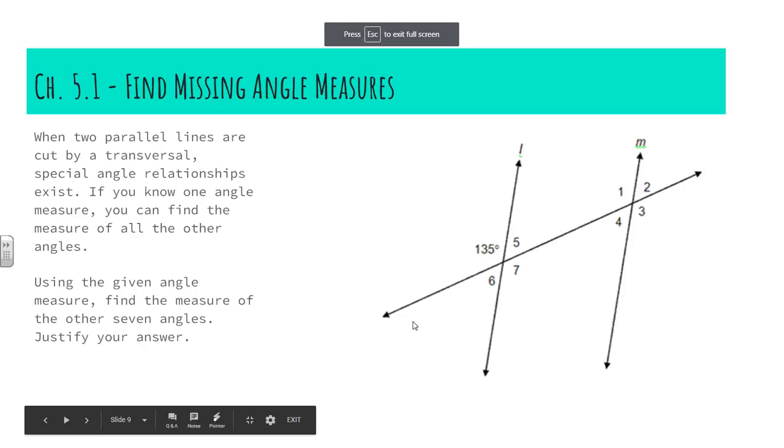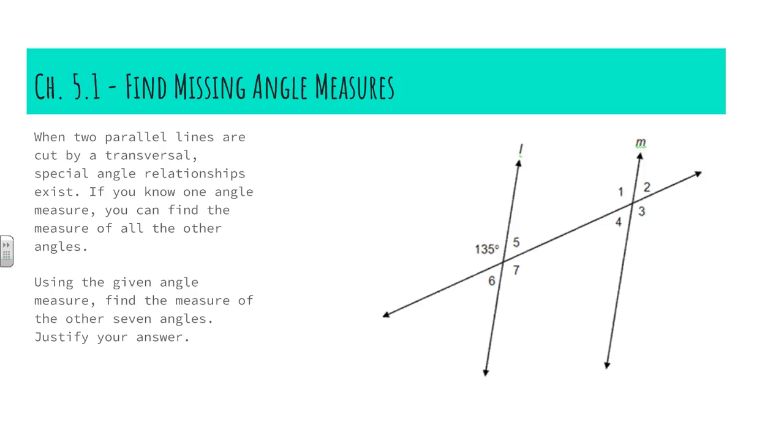Okay, so this is part 2 of section 5.1. We're going to continue on with finding the missing angle measures. It tells you on the side, I'm just going to read it to you: when two parallel lines are cut by a transversal, special angle relationships exist. We've kind of already talked about this. If you know one angle measure out of those 8, you can find all of the other angles. So using the given angle measure, find the measure of the other 7 angles.